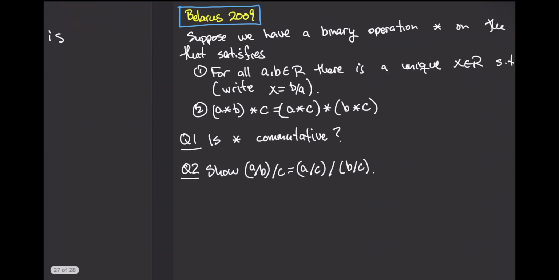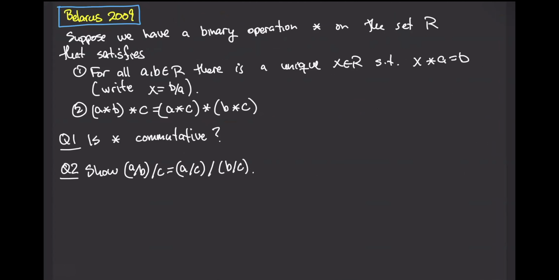Okay, so for the second one, it's from the same team selection test, and this has to do with a binary operation. We have a binary operation star on a set R, and it satisfies two conditions. The first one is for all A and B in R, there's a unique X in R, where we would generally write this as multiplying X and A, but here it's the star operation. So if you were to do X star A, you get B. In that case, we write X is A over B, motivated by multiplicative notation.